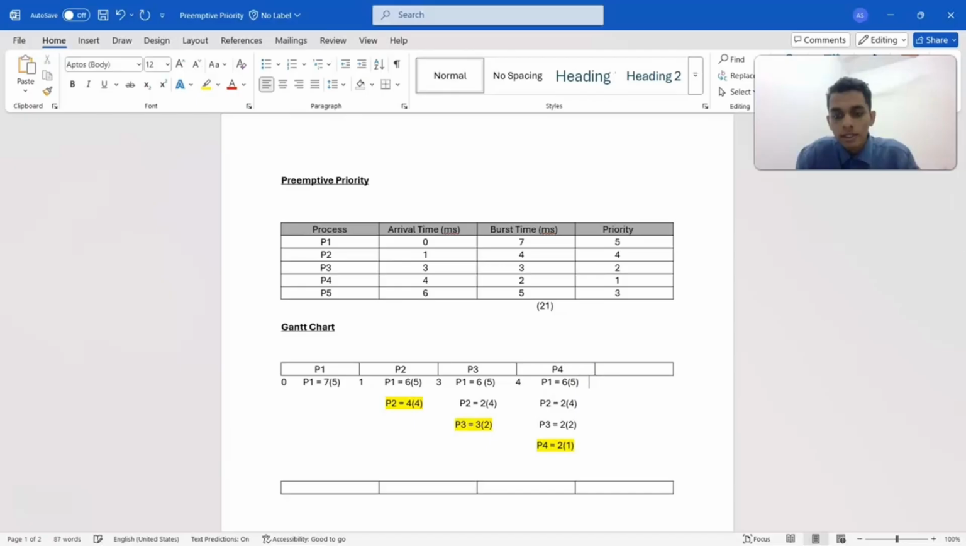And after that, the next interrupt will occur at 6 milliseconds because process 5 arrives. And we will update our ready queue as usual. Now we will decide which process will be executed based on the priority. And P3 has the lowest priority at 2 and it will be executed this time.